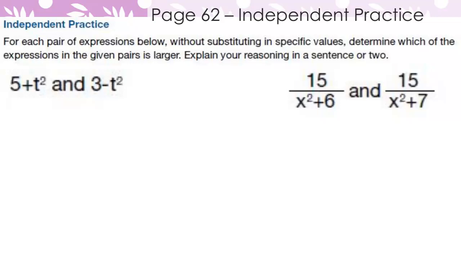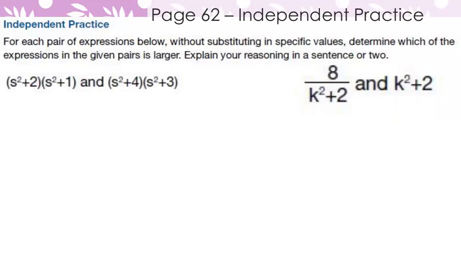This is some independent practice. It says, for each pair of expressions below, without substituting in specific values. So don't put in, t is 1 or t is 5. Without substituting, determine which of the expressions is larger. So we have 1, 2, 3, and 4.